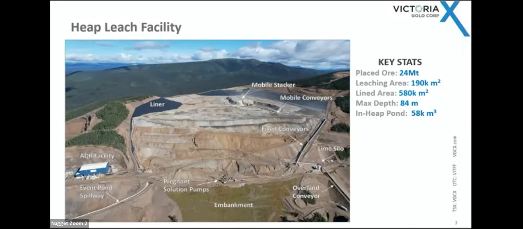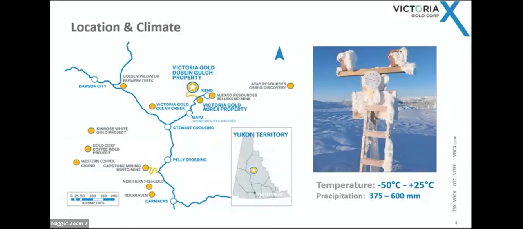So nothing too fantastic about the design. So why are we talking about it? It's really, in this case, the location. So Victoria Gold's Eagle Mine is located basically in the center of Canada's Yukon Territory. It's 370 kilometers north of the capital city of Whitehorse.